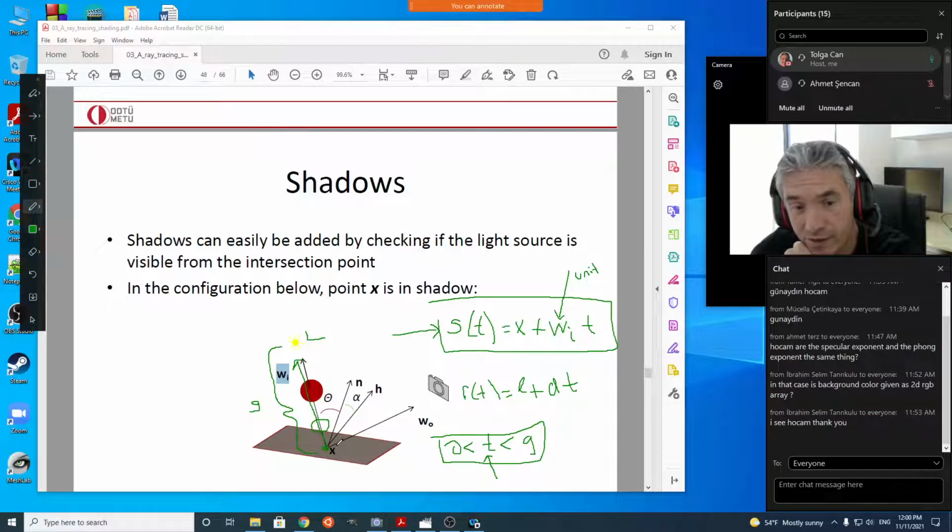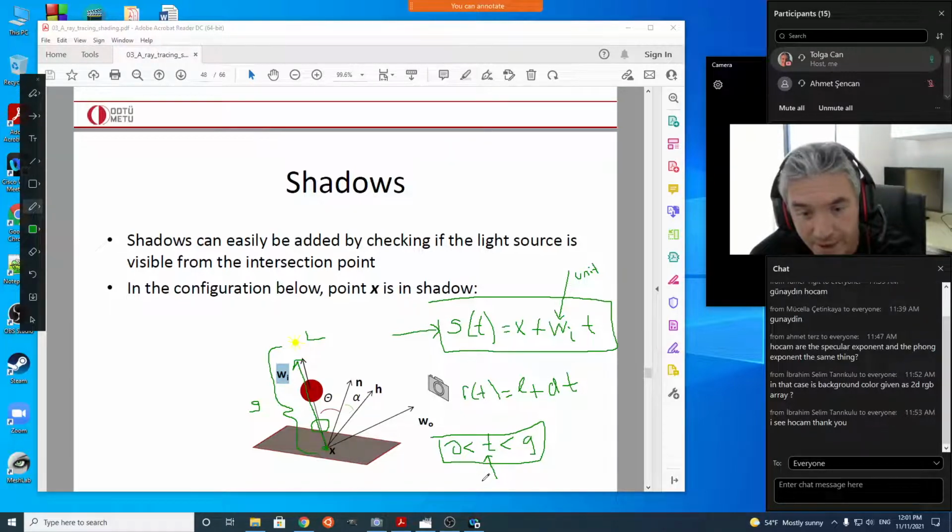When there's a shadow, what are you going to do for shadows? Nothing, basically. Just ignore this light source when you're adding the diffuse and specular components, meaning that this light is not going to contribute to the diffuse and specular components that we add for this point x.